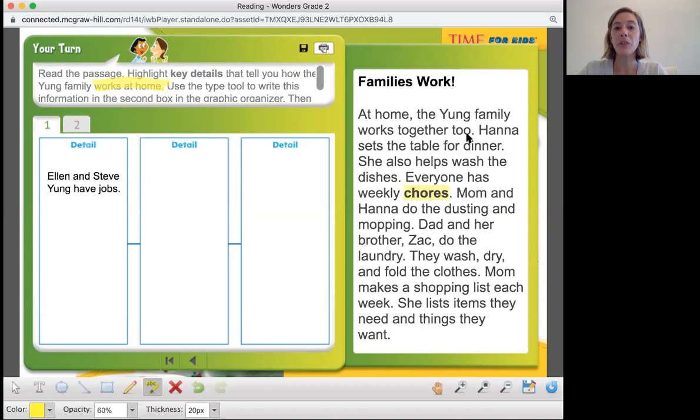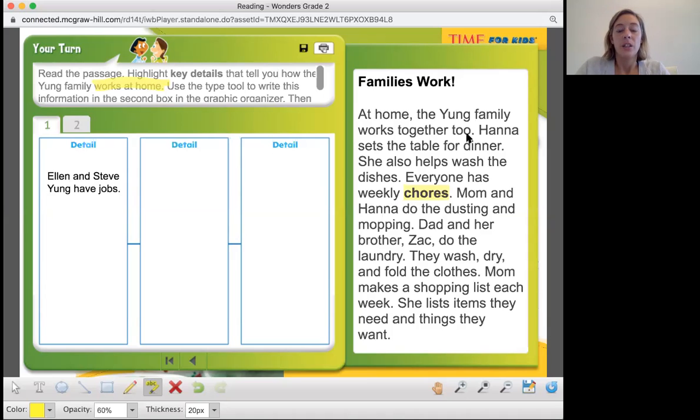Hannah sets a table for dinner. She also helps wash the dishes. Everyone has weekly chores. Mom and Hannah do the dusting and mopping. Dad and her brother Zach do the laundry. They wash, dry, and fold the clothes. Mom makes a shopping list each week. She lists items they need and things they want.